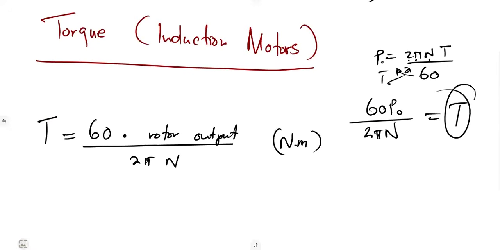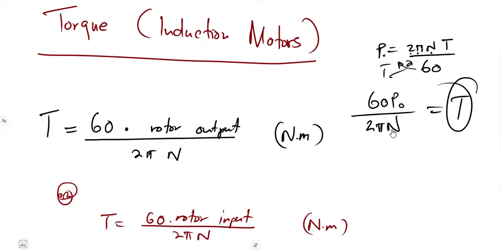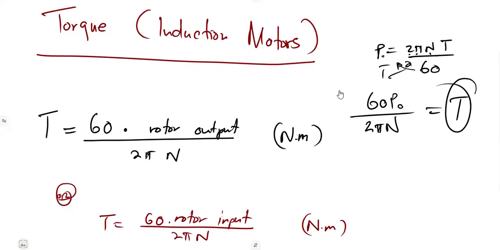For this torque, you can also consider 60 times rotor input over 2πN, still in Newton meters, like I said. This is what we are going to be talking about, and we'll go through conditions for maximum torque in our next class or other classes.